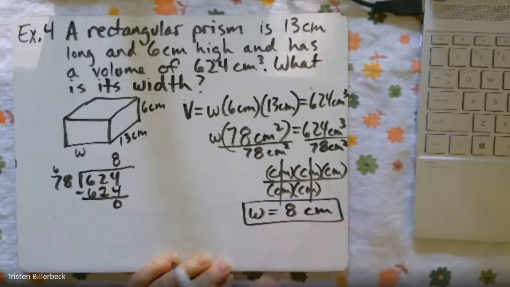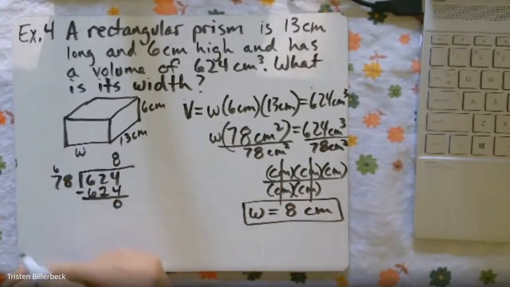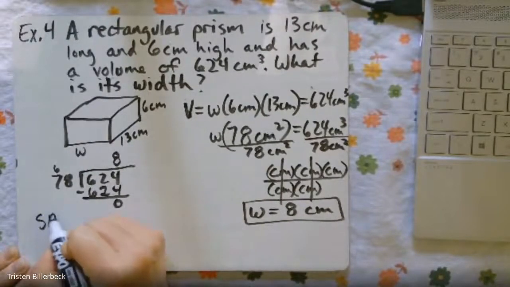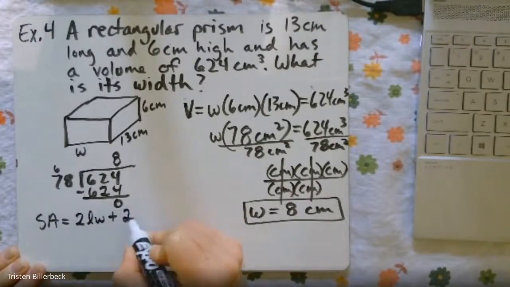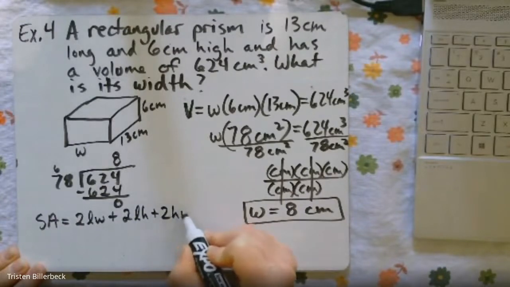So we found the width, and now let's see, what is its volume? Wait, we already know the volume. So that's all they wanted, was the width. So voila, we did it. We could find the surface area if you really wanted to be an overachiever. Hey, let's do it. Surface area is 2 times length times width plus 2 times length times height plus 2 times height times width.